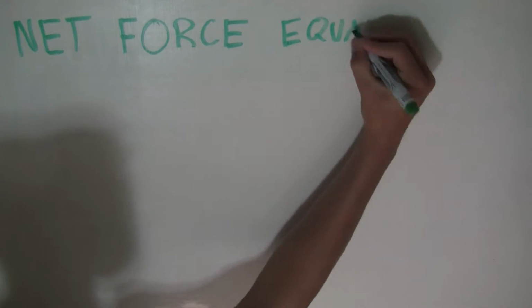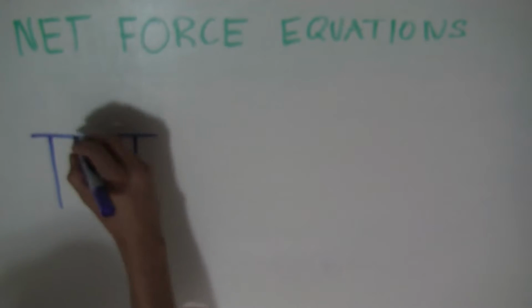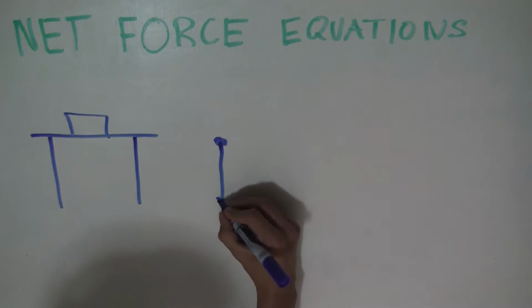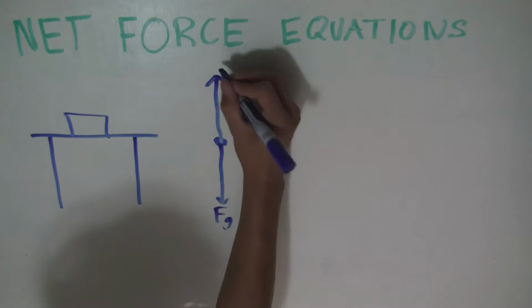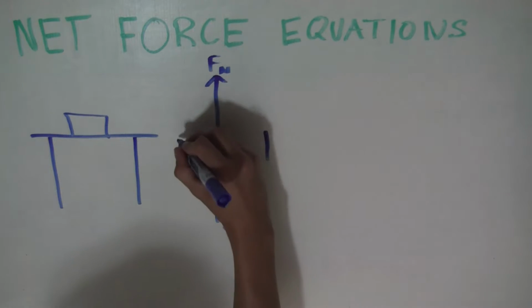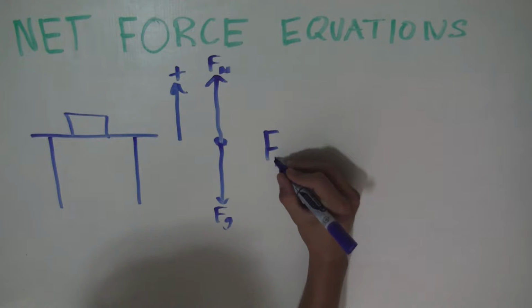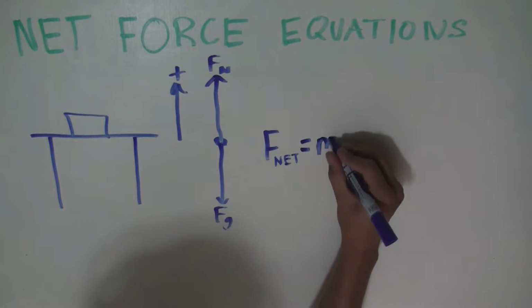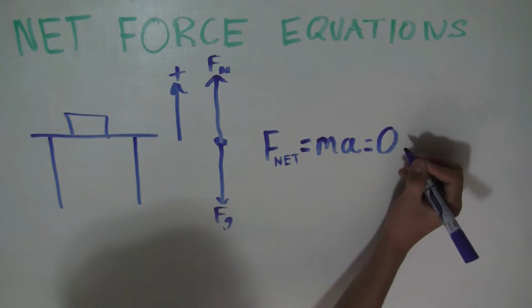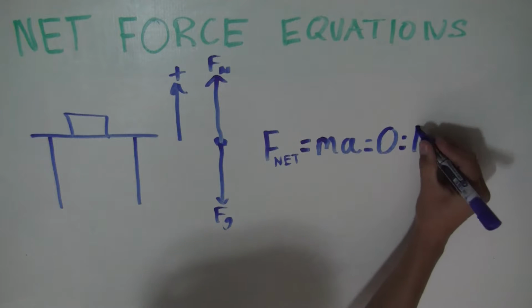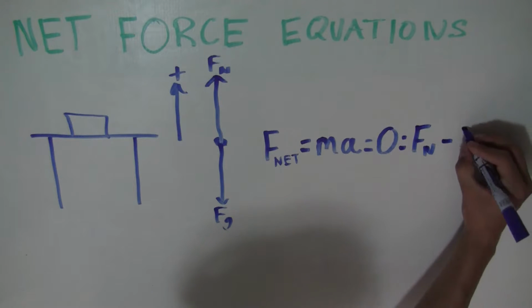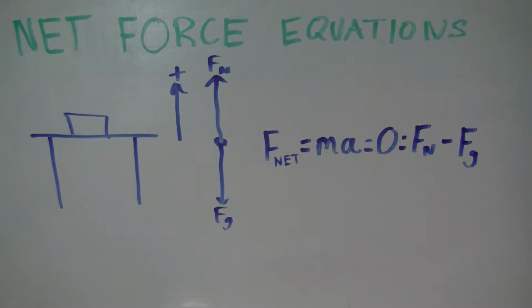Net force equations. Let's use the box sitting on the table again. First, you want to draw your free body diagram. Then, you create a net force equation. You always write F net equals ma. Then, if the object is at rest or at a constant velocity, you write it equals 0 because the acceleration is also 0. Then, you write all the forces acting upon the object with their direction.